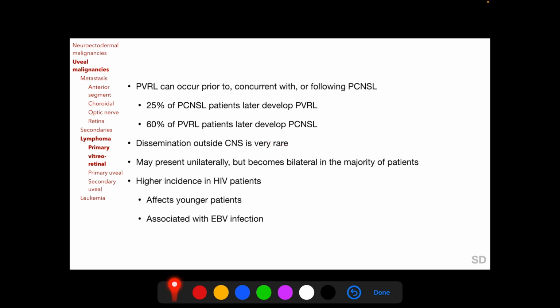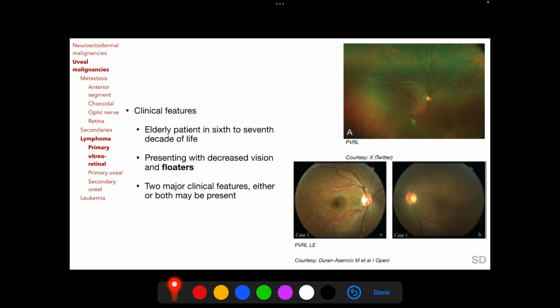PVRL may present unilaterally but ultimately becomes bilateral in the majority of patients. HIV patients have a higher incidence of PVRL, and in this situation, the patients are usually younger and have associated Epstein-Barr virus infection. PVRL, like PCNSL, usually affects elderly patients in the 6th to 7th decades of life, and patients with PVRL usually present with decreased vision and floaters.